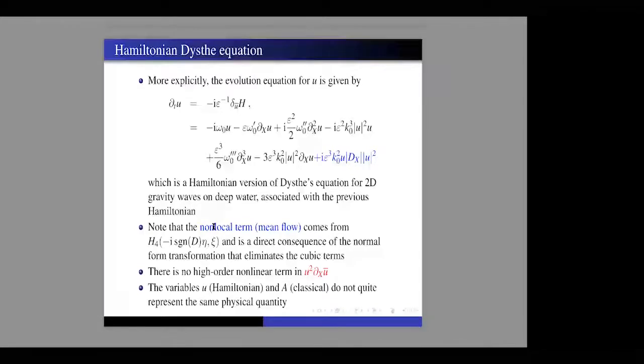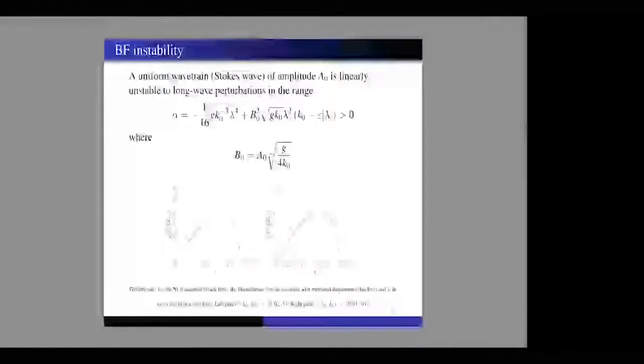So it is important to note that the variables U in the Hamiltonian model and big A in the classical Dysthe equation do not quite represent the same physical quantity. And that's why you get different equations. And you need to take this into account, especially when you do numerical simulations and you try to compare the two results.